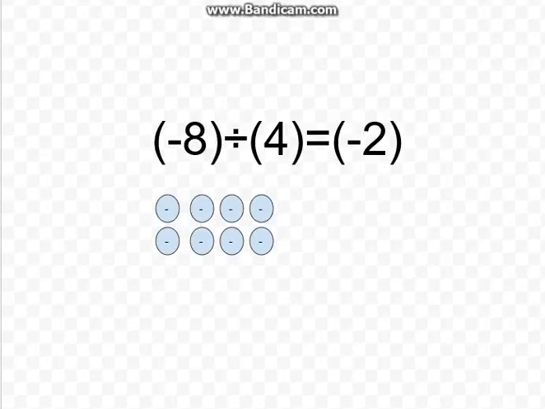For example, negative 8 divided by 4 equals negative 2. This is because if you're dividing a negative number by a positive number, the quotient will be negative since the dividend is only getting broken into multiple groups of negative numbers.